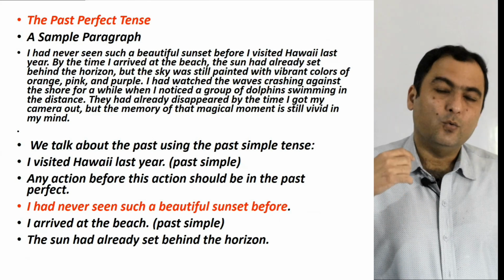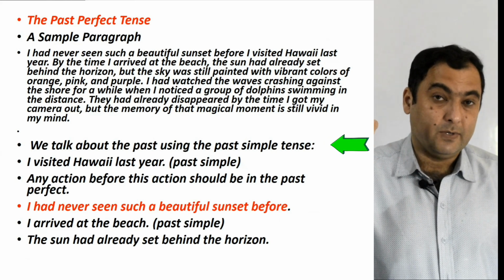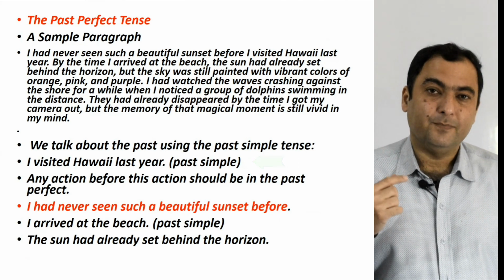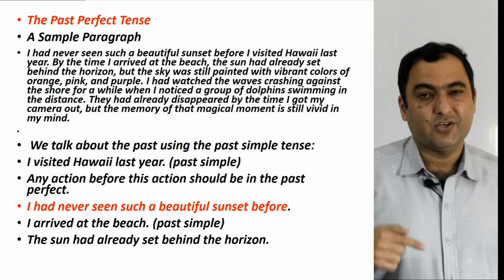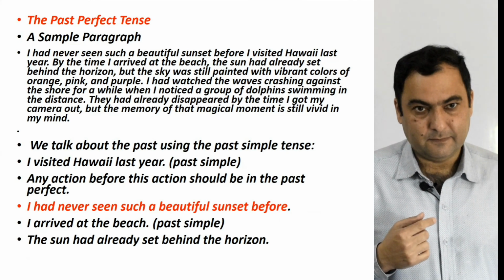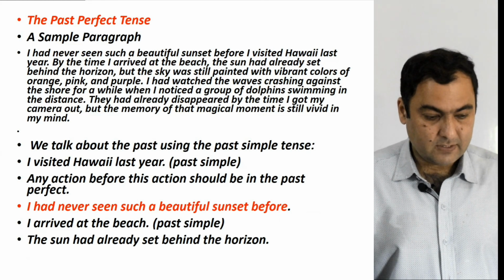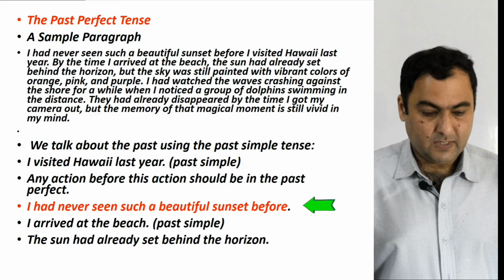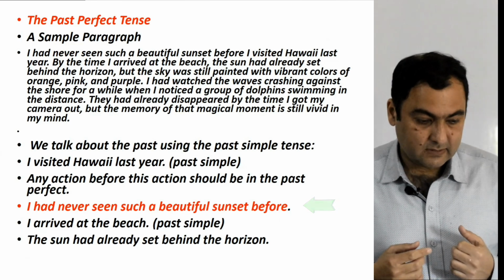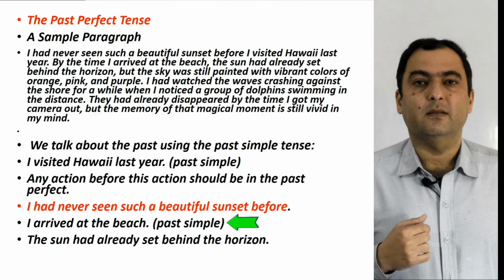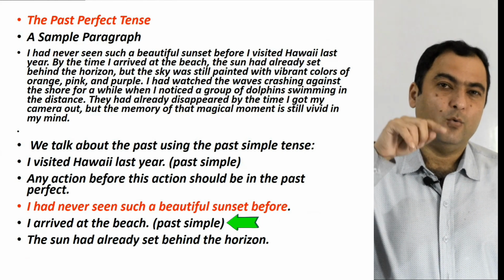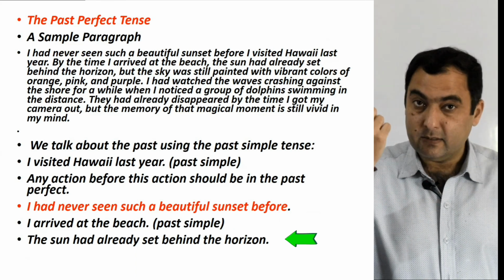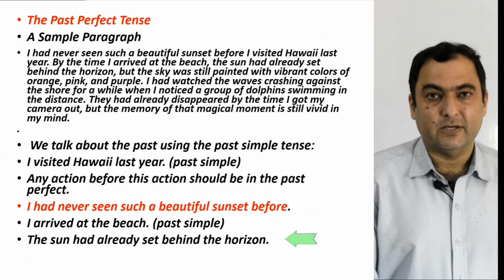We use the past simple tense to talk about a past action. For example, I visited Hawaii last year. Now this is the past simple. Anything which happened before this action, for that we use the past perfect tense. So here I visited Hawaii last year is the past action, and any action before this action should be in the past perfect. For example, I had never seen such a beautiful sunset before. That's the past perfect tense. Another example is I arrived at the beach, past simple tense. Anything which happened before this action will be in the past perfect, as you can see. The sun had already set behind the horizon. So that's the general introduction to this tense.